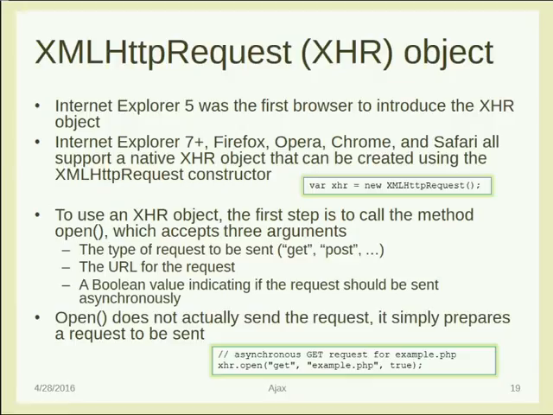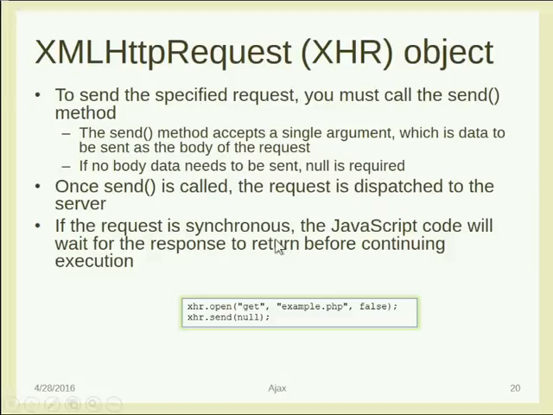The third parameter is true or false, meaning synchronous or asynchronous. By default, it's always asynchronous. You can make it synchronous so that it waits for the response only when you're debugging, to avoid clutter and parallel requests. And after you call open, you call the send method, which actually sends the request. So open prepares the request, and send will send it. Usually, you will do that at the same time.